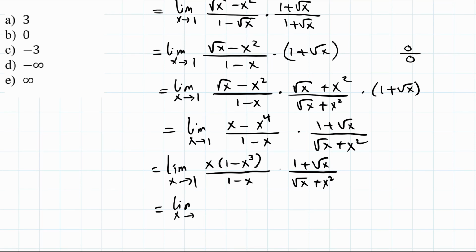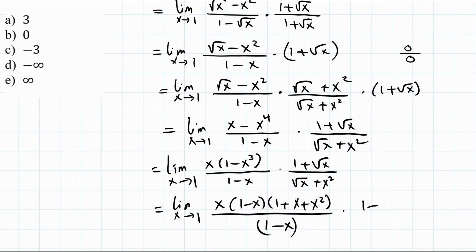as x goes to 1, and I will factor 1 minus x cubed as the difference of two cubes, so that is 1 minus x multiplied by 1 plus x squared. This is a standard factorization. Okay, divided by 1 minus x, and I will use parentheses here, multiplied by 1 plus the square root of x divided by the square root of x plus x squared.